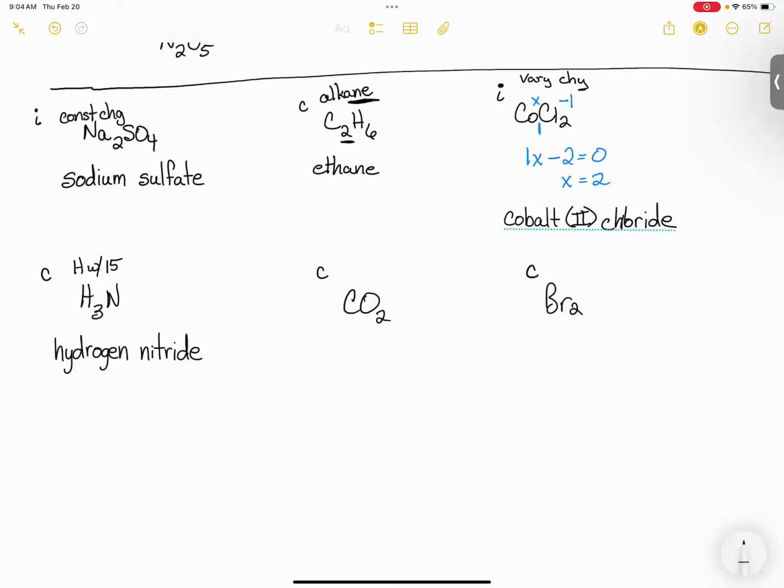The next one, it's not an alkane because it's not carbon and hydrogen. It's not hydrogen with group 15 through 17 because it doesn't begin with hydrogen. And it's not a diatomic element. So that means that this one has to be binary covalent. So that means we're using the prefix system. We don't use mono with the first element, only on the second element. But then we do use the prefix on the second element. So this is carbon dioxide.